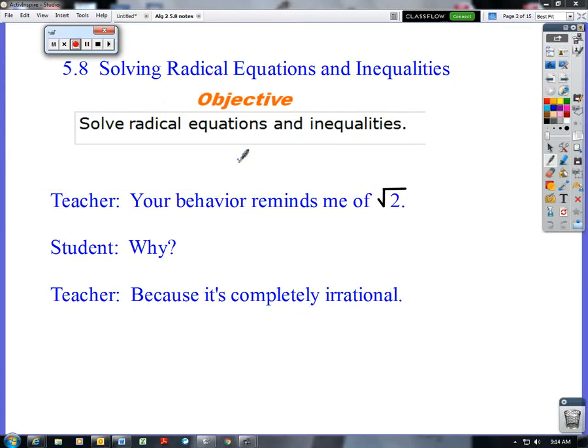This is the last section in Chapter 5. It's on solving radical equations and inequalities.